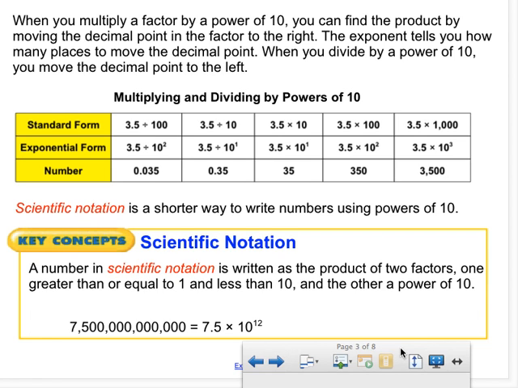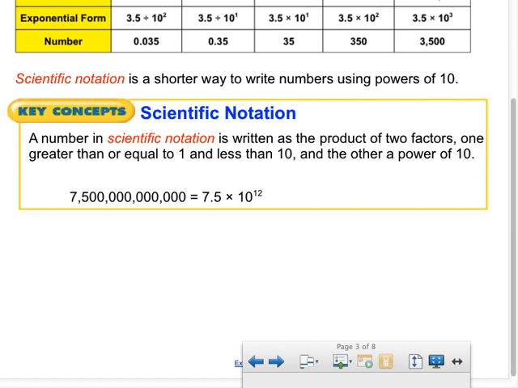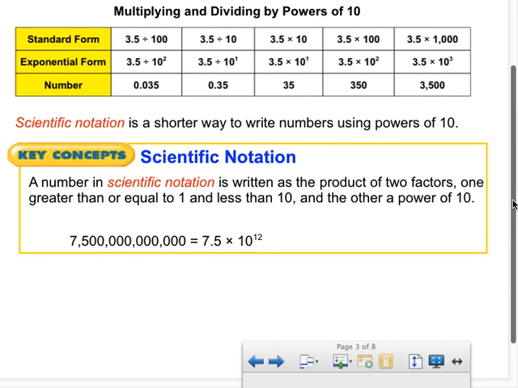When you divide by a power of 10, you move the point to the left. So when we're dividing and we move the decimal to the left, if we're dividing by a power of 10, okay, if we're moving the decimal left, is the number getting bigger or smaller? It's getting smaller. So let's think about this. So now we have another chart. And on this chart, the chart's titled Multiplying and Dividing by Powers of 10. Okay, so let's look up here.